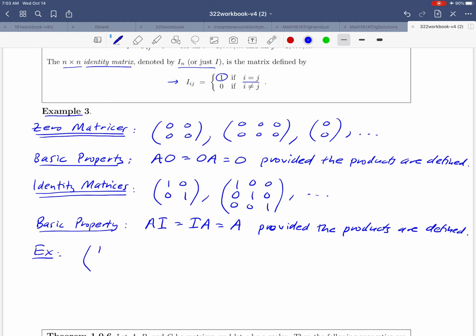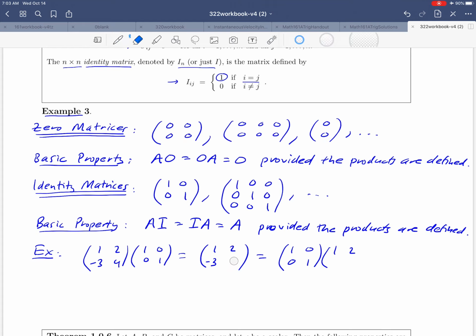Let's give one specific example just so that you can see that in action here. So if we were to take the 2 by 2 matrix 1, 2, negative 3, 4, and multiply it by the 2 by 2 identity matrix, what you would discover, I'll let you confirm this on your own, is that you would just get the same matrix 1, 2, negative 3, 4 back again. And if you multiplied in the other order, the same thing would happen. Oh, whoops, I'm sorry, I wrote one of my entries wrong. That should have been a positive 4. Okay, so that's the basic property that an identity matrix has.